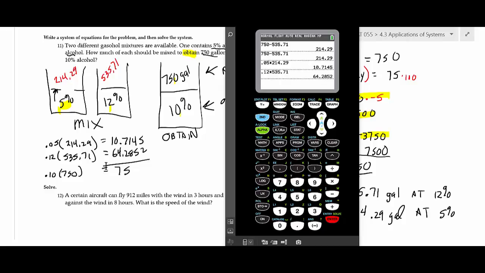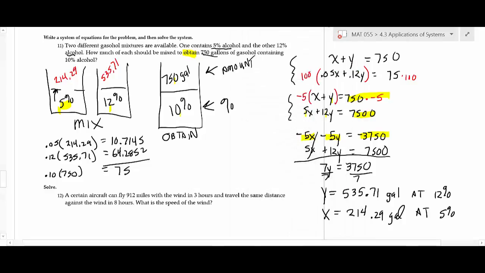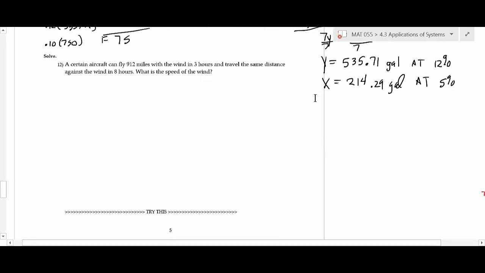Most of you just made a few little arithmetic mistakes on that system. It's not that hard to do once you get the hang of setting it up and doing the system. Now I'll teach you a different strategy on this.